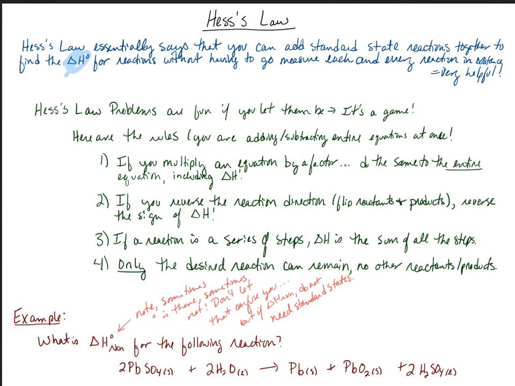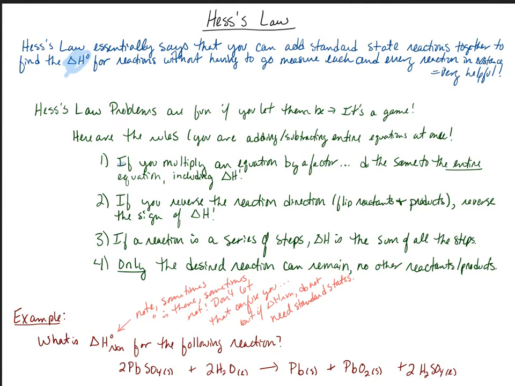So you don't have to go to the lab and actually run these things for hours and hours on end in order to get the delta H naught for a reaction. So I kind of consider this like a super fun game because basically all you're trying to do is add reactions together so that they equal what you're looking for. So here's the rules of the game.